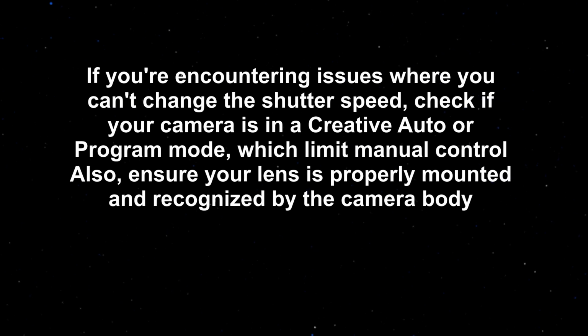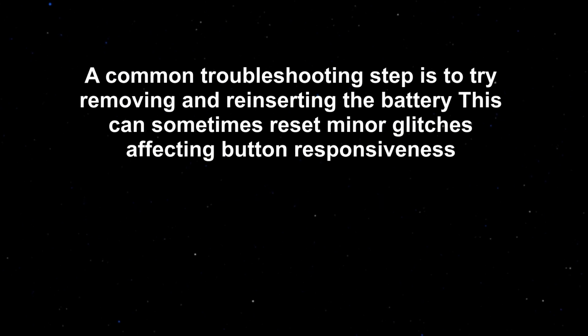If you're encountering issues where you can't change the shutter speed, check if your camera is in a creative auto or program mode, which limit manual control. Also, ensure your lens is properly mounted and recognized by the camera body. A common troubleshooting step is to try removing and reinserting the battery. This can sometimes reset minor glitches affecting button responsiveness.